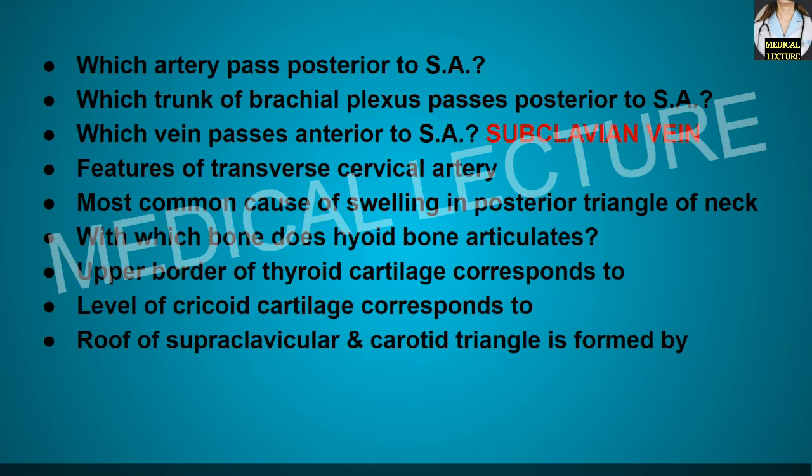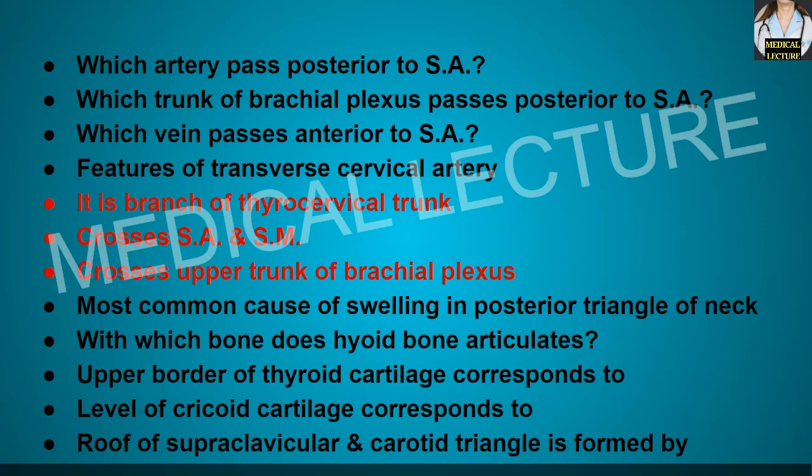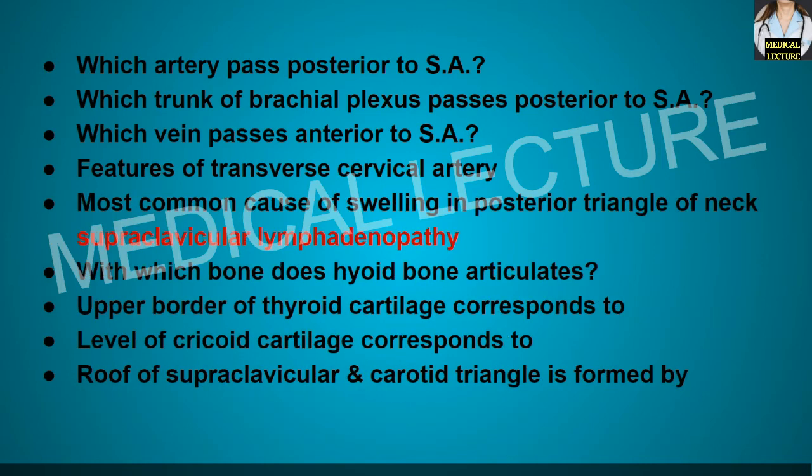Features of the transverse cervical artery are? This transverse cervical artery is a branch of the thyrocervical trunk, and this artery crosses the scalenus anterior and the scalenus medius muscle, and it crosses the upper trunk of the brachial plexus. The most common cause of swelling in the posterior triangle of the neck is supraclavicular lymphadenopathy.